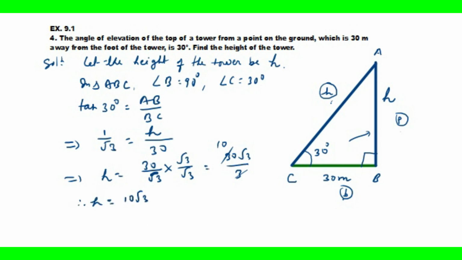Hence, the height of the tower is equal to 10 root 3 meter, and that will be your answer. I hope by these two examples we have got the concept of application of heights and distances, using trigonometric ratios of specific angles to find the unknown term. Okay, thank you.